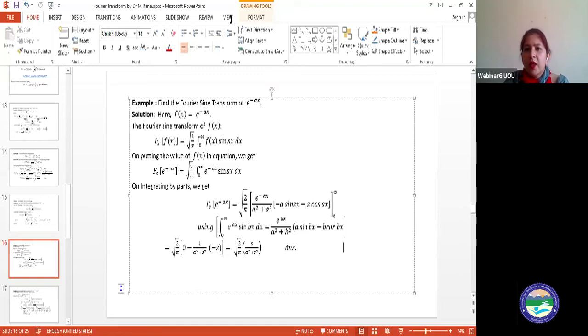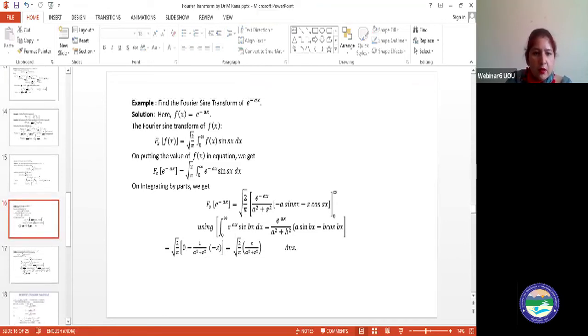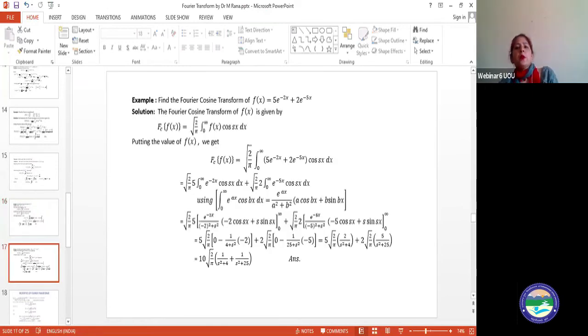Okay, so by using limits, you will get root 2 by pi, and this term will be 0 as e raised to power minus infinity is 0, and e raised to power 0 will give some value. So the first term, when you put the limit for e raised to power infinity, will be 0, and you will remain with the next term. With the e raised to power 0 terms, you will have 1 upon a square plus s square minus s. So by solving this, you will get this much. So these are very important transformations.